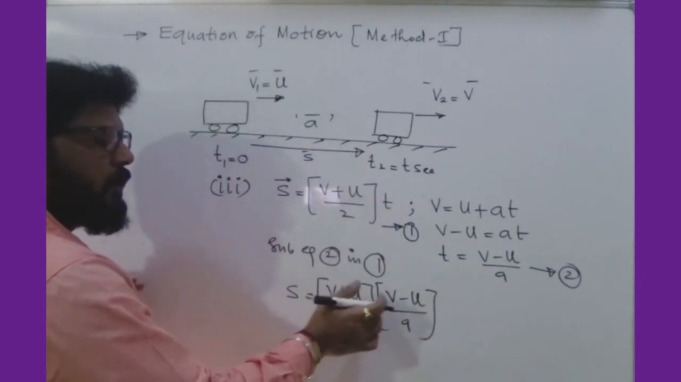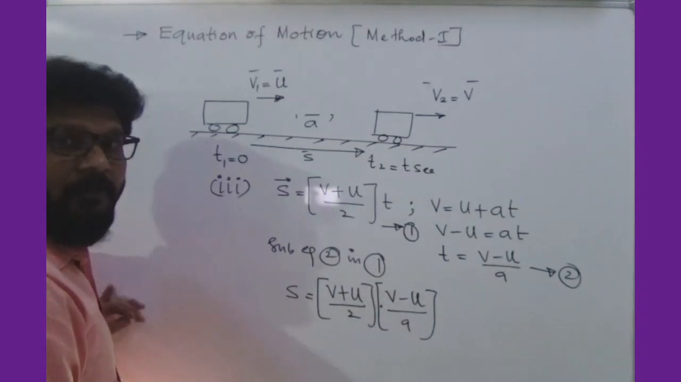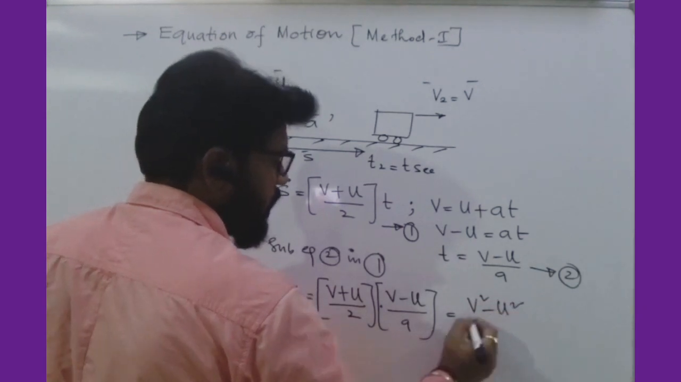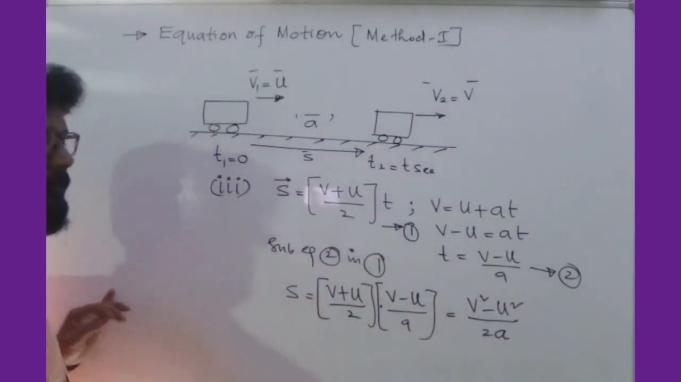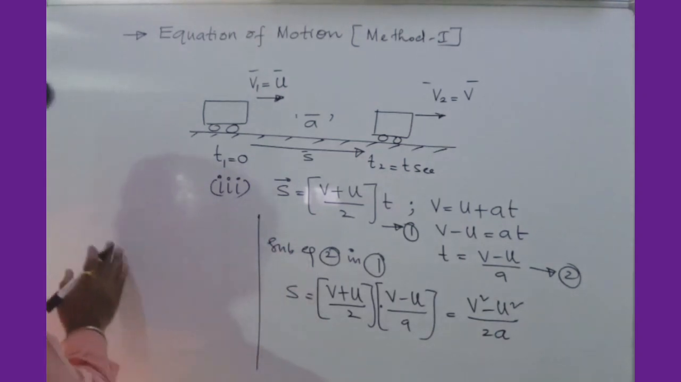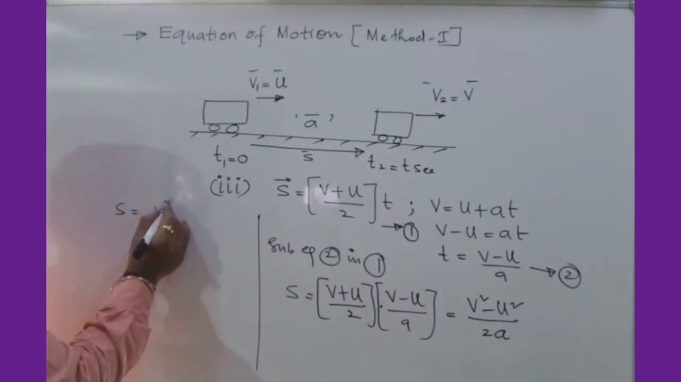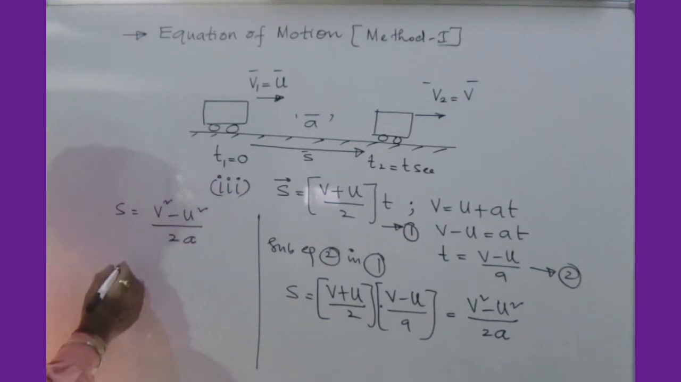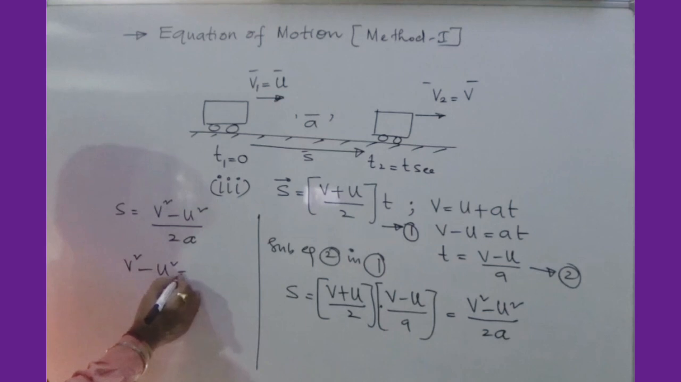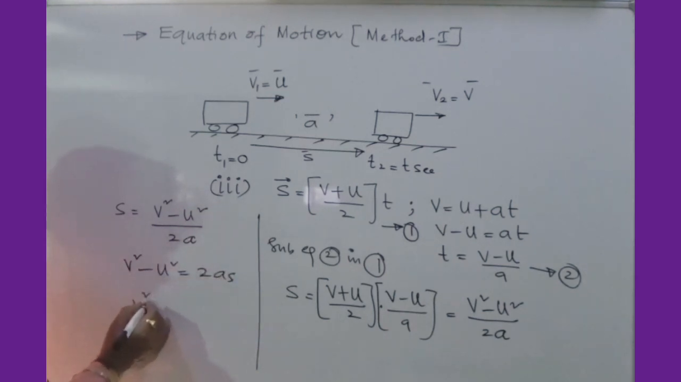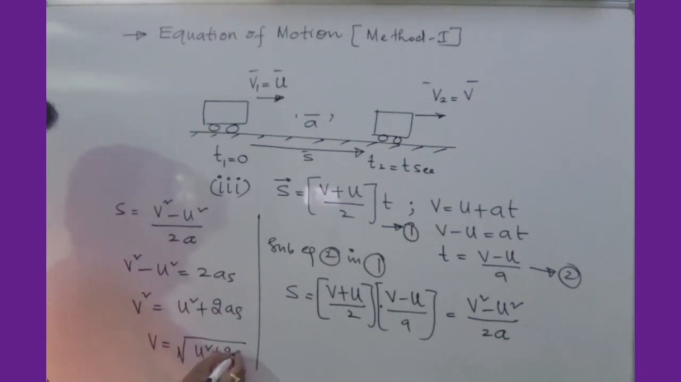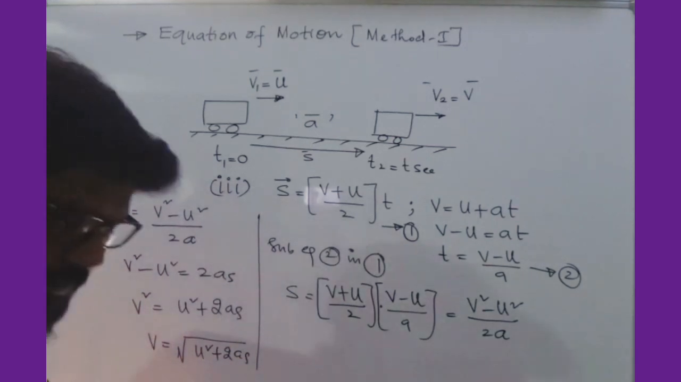So (V plus U) into (V minus U), like (A plus B) into (A minus B), which I can write as V square minus U square divided by 2A. As we can write this one, S is equal to V square minus U square divided by 2A, right? Then V square minus U square is equal to 2AS, or V square is equal to U square plus 2AS, or V is equal to under root of U square plus 2AS, right? Is it clear?